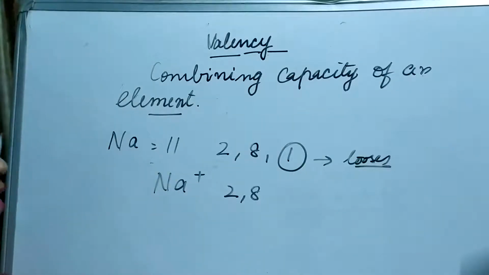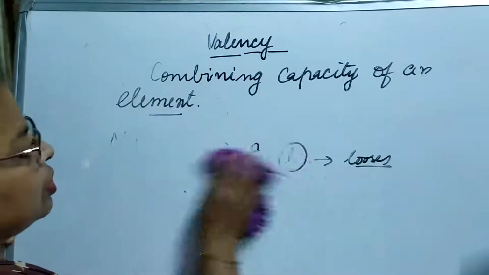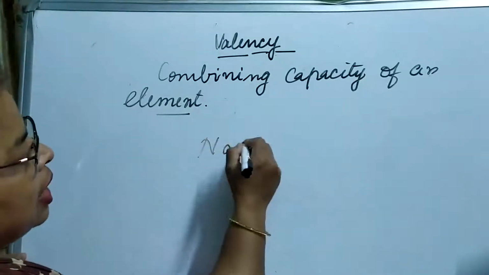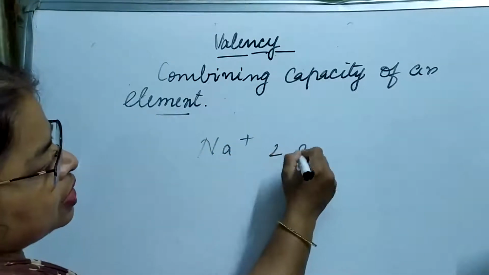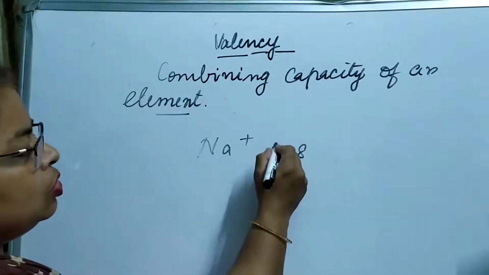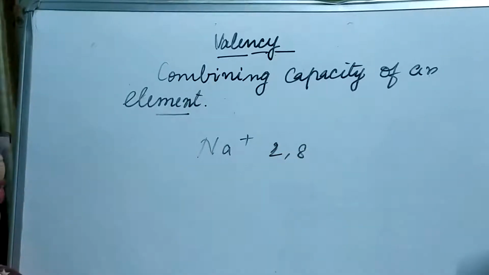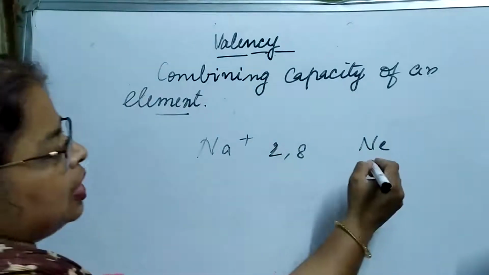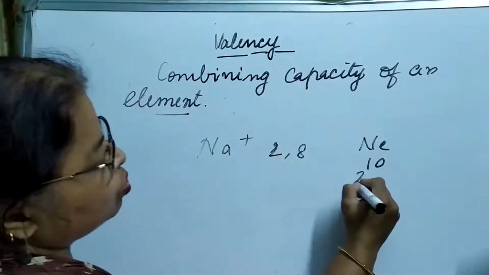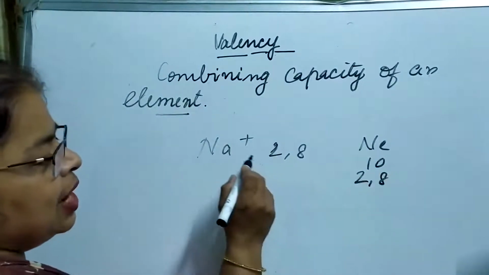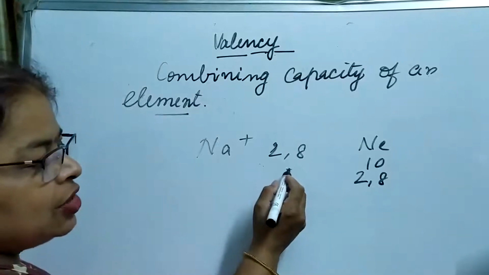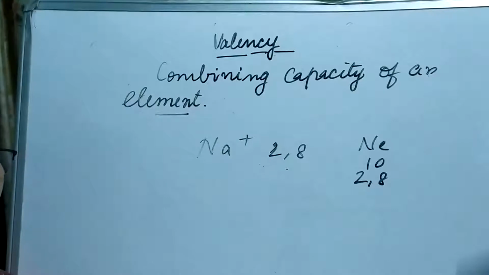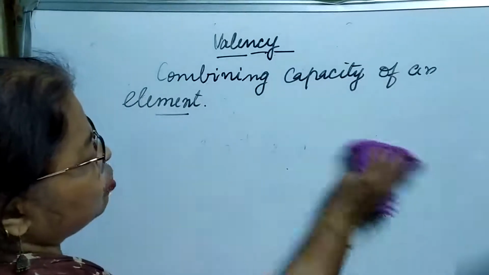Fine. Now, sodium has become Na plus. Now the electronic configuration is 2, 8. To which element is it similar? Is it neon? Neon has 10 electrons, 2, 8. So it has attained a similar electronic configuration to neon, and it has become stable now by losing one electron. Clear? Now let us take one more example.